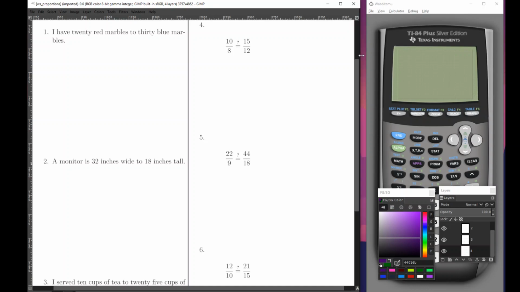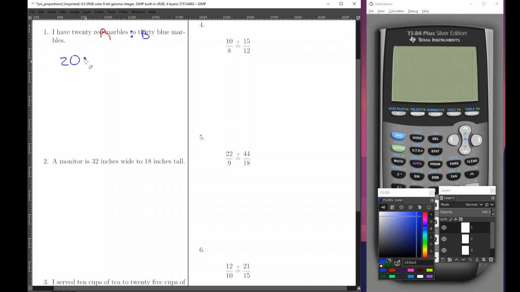So, first question we've got right here is I have 20 red marbles to 30 blue marbles. In the order that we read it, that's the order in which we write it. So we're going to write first the red, then the blue. Red is to blue, so that would be 20 is to 30, which we could write as a fraction as 20 over 30, which reduces to two thirds, which we could also write with a colon as 2:3. But in general, that's going to be our preferred way of writing things.